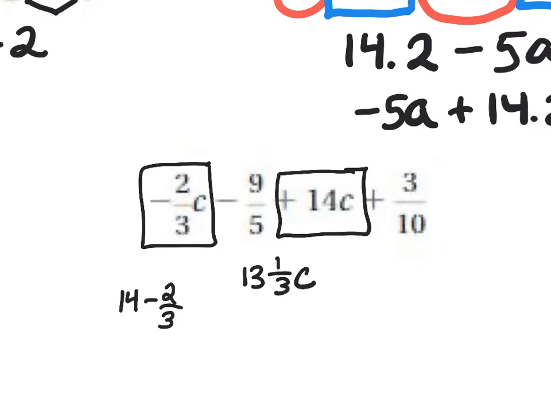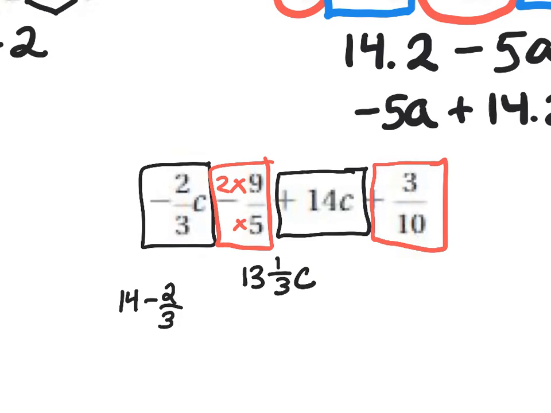And now negative 9/5 and positive 3/10. Again, that same concept, multiply everybody by 2. So I end up with negative 18/10 plus 3/10. Signs are different, so I'm going to subtract. So 18 minus 3 gives me negative 15.